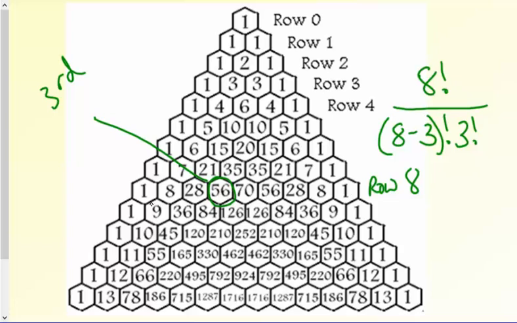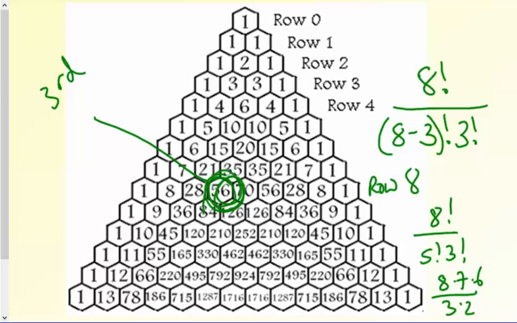Remembering we started at row 0, and then we've got the third term in. So 0 term, 1, 2, 3 term. And you can work that one out. We've got 8 factorial over 5 factorial, 3 factorial. Let's cancel those out straight away. So I've got 8, 7, 6, cancels out with the 5 factorial, over 3 times 2. 3 times 2 is 6, so I've just got 8 times 7, which is our number 56.